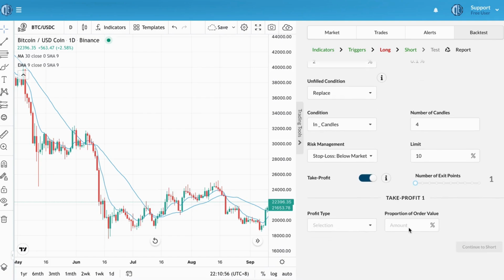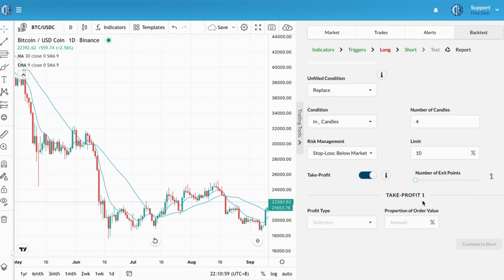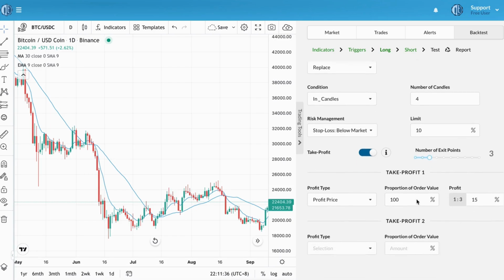Take profits are exactly as the name suggests. These values will determine the price points at which your system should take profits. You can increase or decrease the number of exit points by moving this slider. There are several ways to take profit, including the use of an indicator or by simply entering a profit percentage. The proportion of order value allows you to determine how much of the position you would like to remove, whilst the profit percentage determines the price level at which the profit should be taken. As you can see in this example, if I remove 100% of what I had invested into this position at a profit level of 15%, the risk-to-reward ratio would be 1:3.